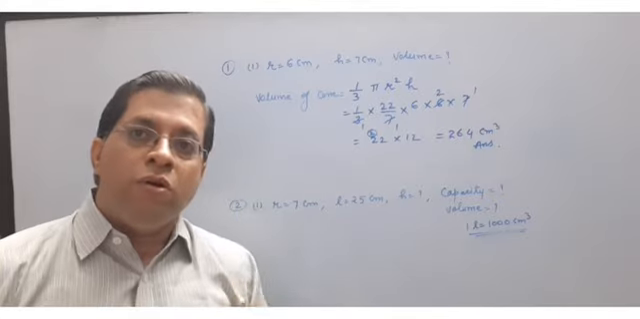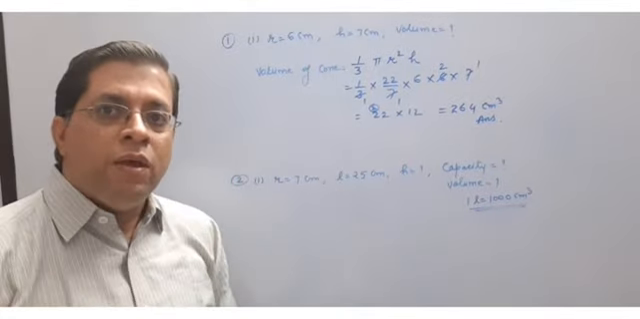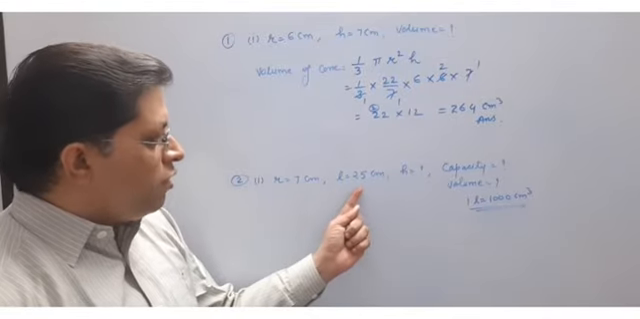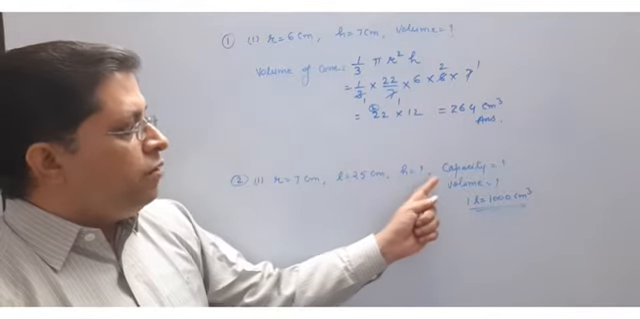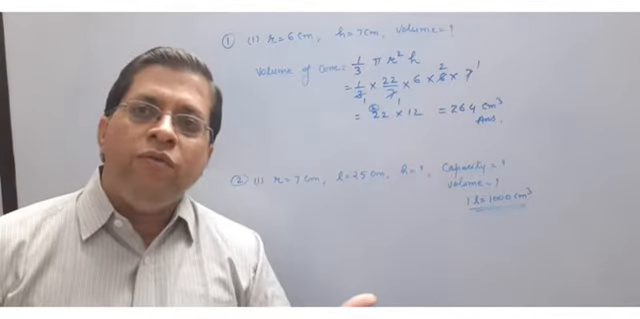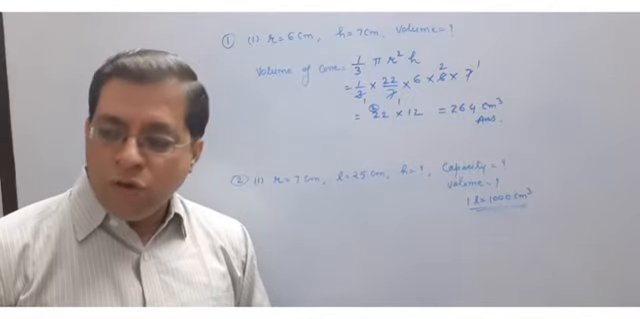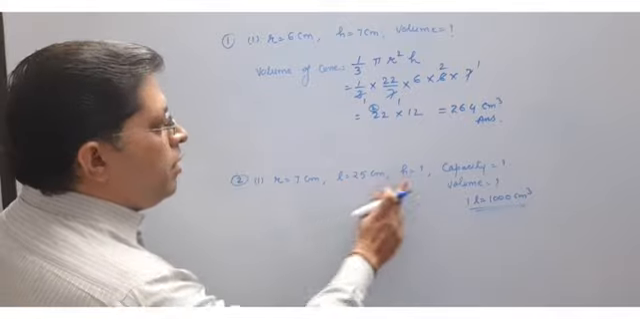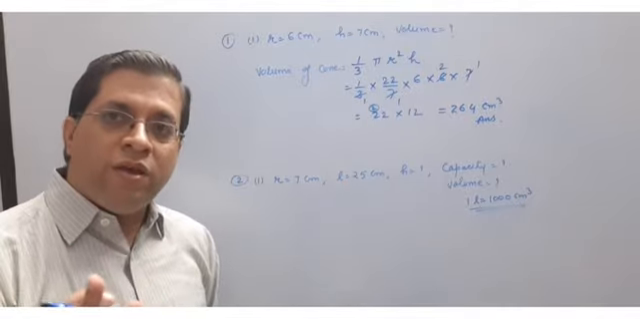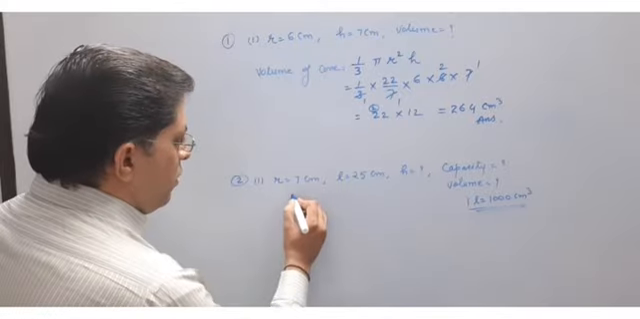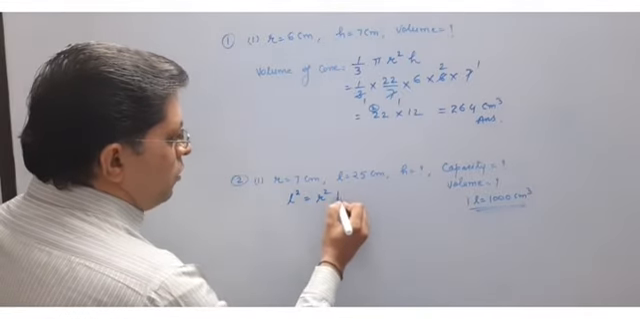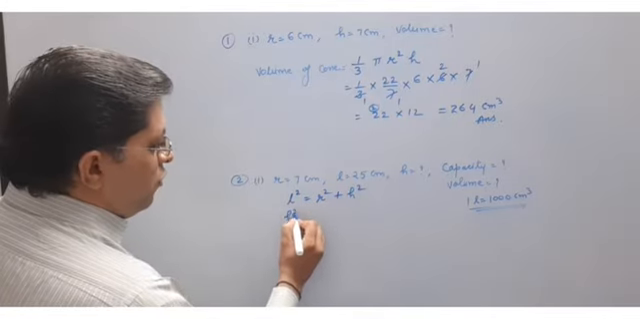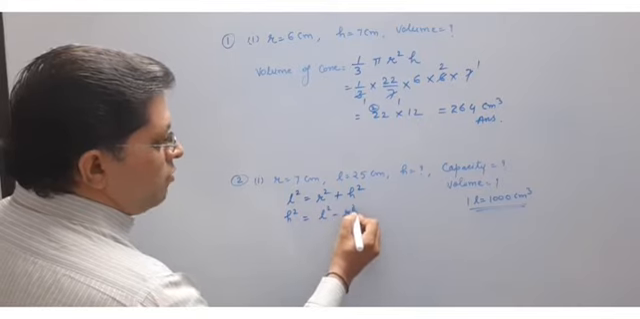Okay. Now come on to question number 2. In this second question, first part, you are given R, you are given H, L, and you have to find the capacity. For that you have to find the volume. Okay. Now what to do? What is the relationship between L, R and H in a cone? L square is equal to R square plus H square. I have to find H, so H square is equal to L square minus R square.